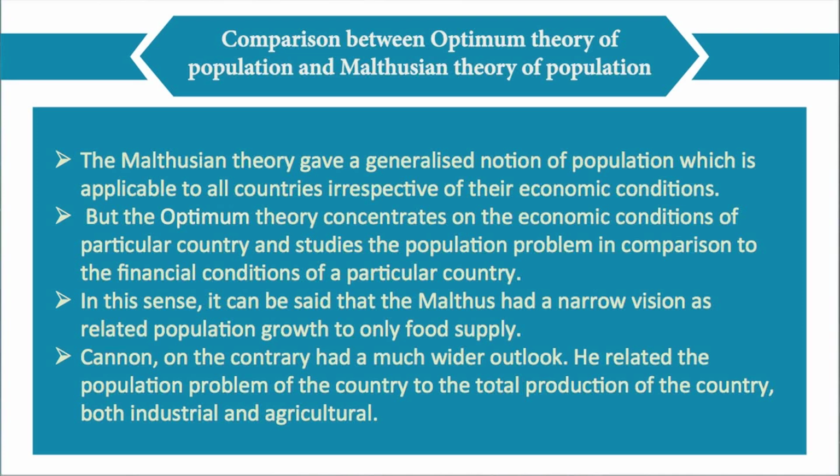In this sense, it can be said that Malthus had a narrow vision as he related population growth to only food supply. Cannan, on the contrary, had a much wider outlook. He related the population problem of a country to the total production of the country, both industrial and agricultural.